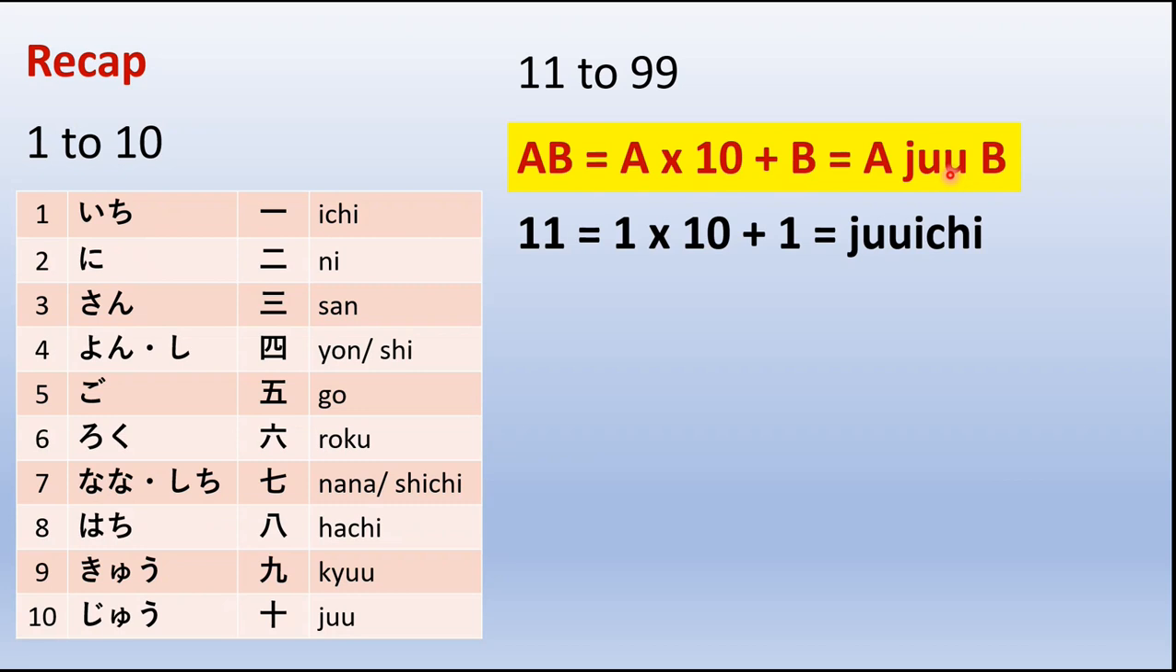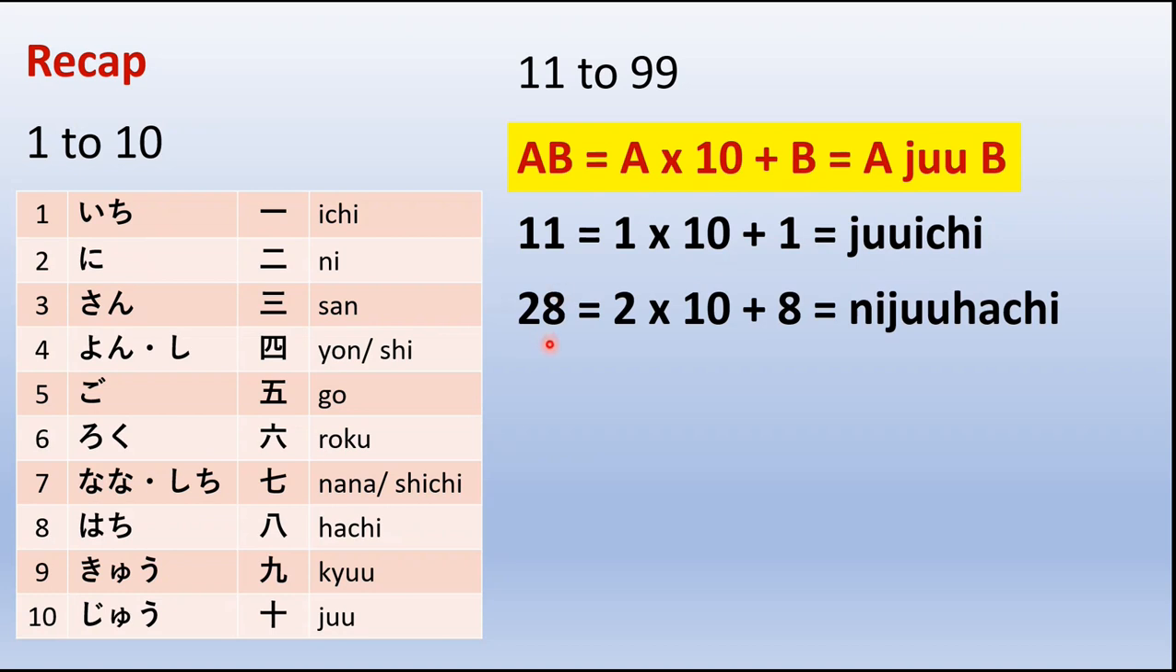This is 11. So 11 becomes 1 into 10 plus 1. So 1 into 10 is Ju, because for 1 we don't write Ichiju, but only Ju. And this one is Ichi here. So 11 is Ju-ichi. That is 10 and 1. Then 28. 28 means 2 into 10 plus 8. So 2 into 10 becomes Ni-ju and 8 is Hachi. So 2, 10, 8: Ni-ju, Hachi.